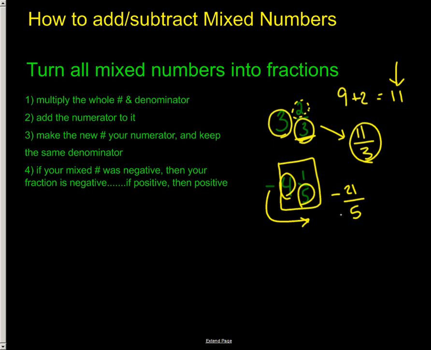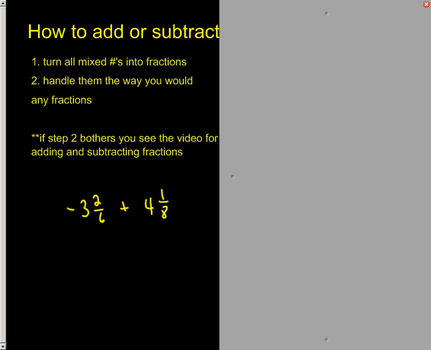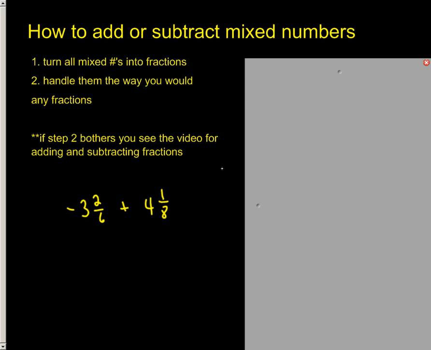Okay, so here's how we add or subtract. Let's do the addition one first. So let's just kind of block out that subtraction problem. First step we need to do, turn all of our mixed numbers into fractions. So 3 times 6 is 18. 18 plus 2 is 20. So that's 20 over 6. We just keep the same denominator, and it's negative, so we'll just make it a negative 20 over 6.